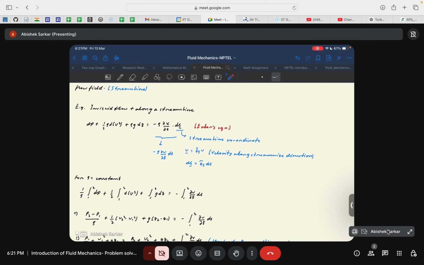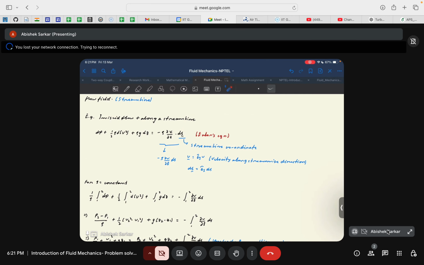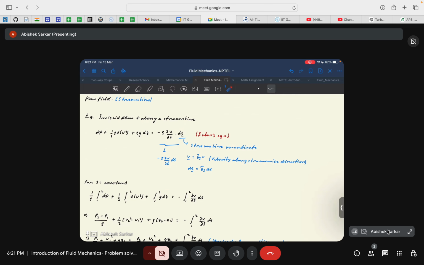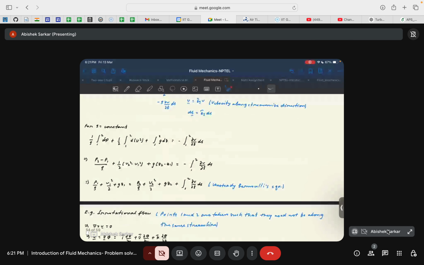But if you do that, you can represent ds as epsilon s cap ds, that is a magnitude, times the unit vector along the streamline coordinate direction, and the velocity vector along the streamline direction would be es cap times v, where v is the magnitude. So if you simplify this dot product, you will get something like minus rho dou v by dou t ds. Now for rho equal to constant, you will end up with this equation.